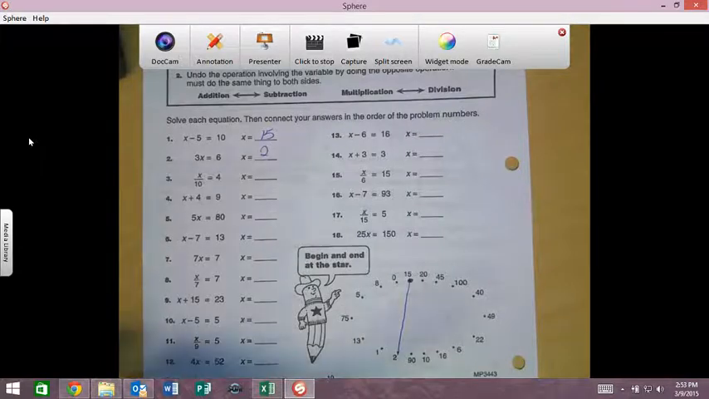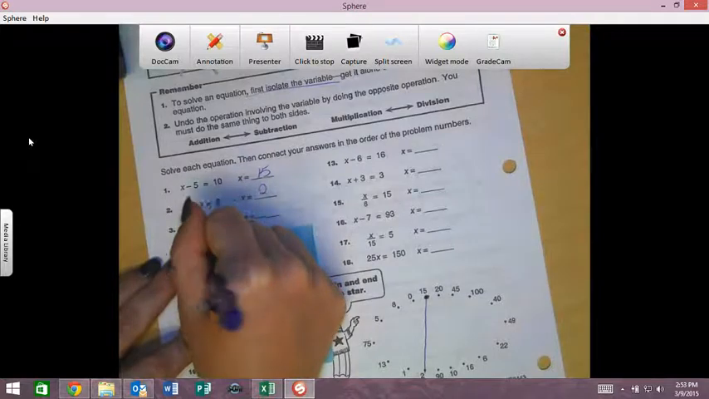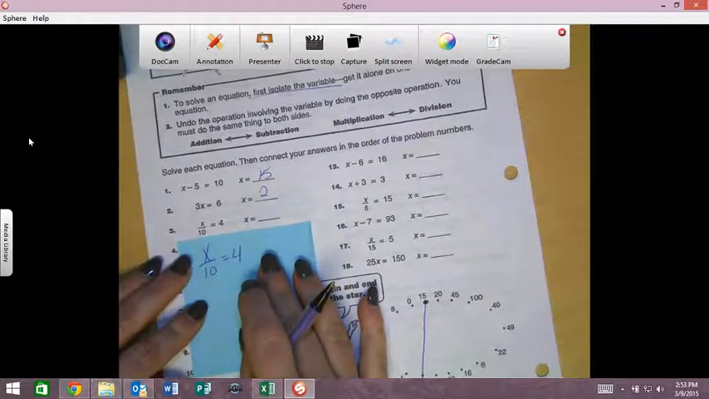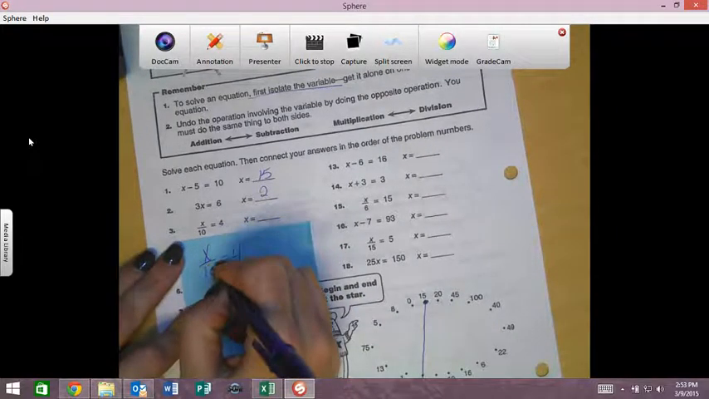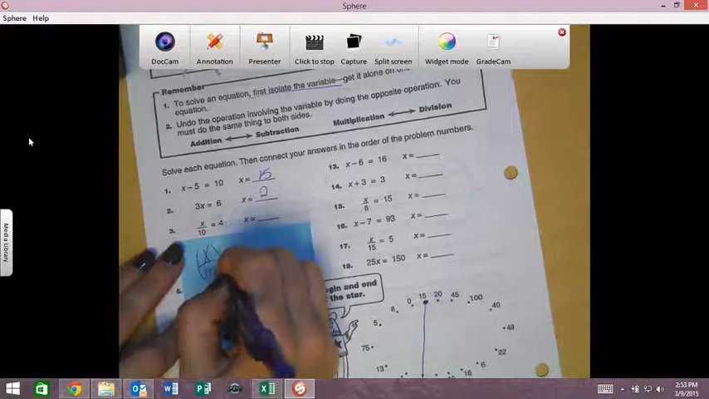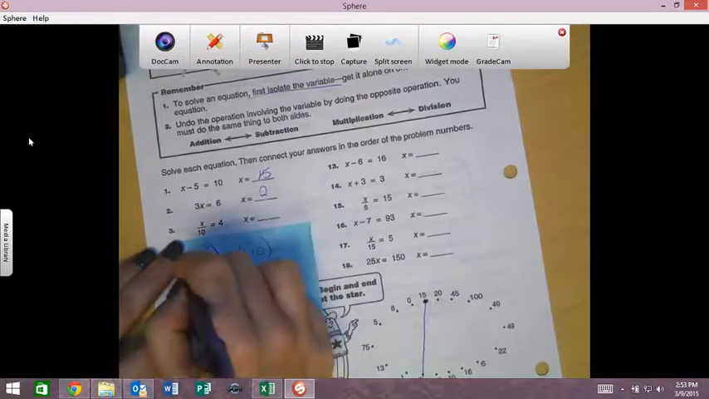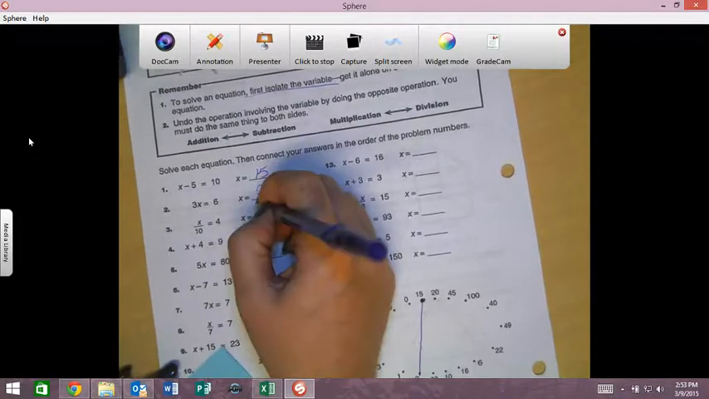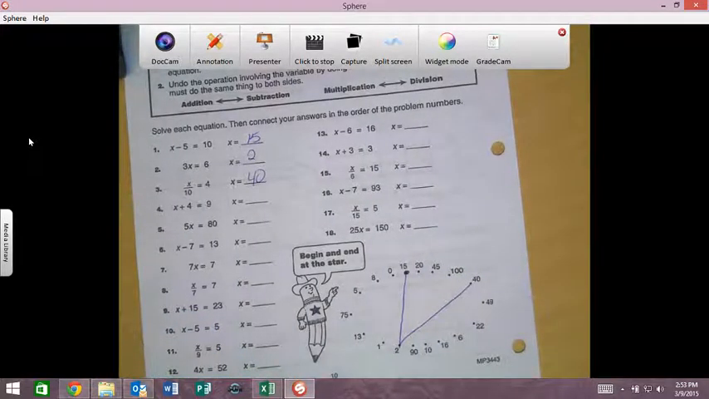So let's look at number 3. We have x over 10 equals 4. Well, remember, this is just a division problem. Fractions are all just division. So how do I get rid of dividing by 10? I would multiply by 10. I do the inverse. So then these cancel, and my x equals 40. So x equals 40. Let's come down here and find 40. Oh, there it is. That was easy to find this time. And we're going to keep connecting.